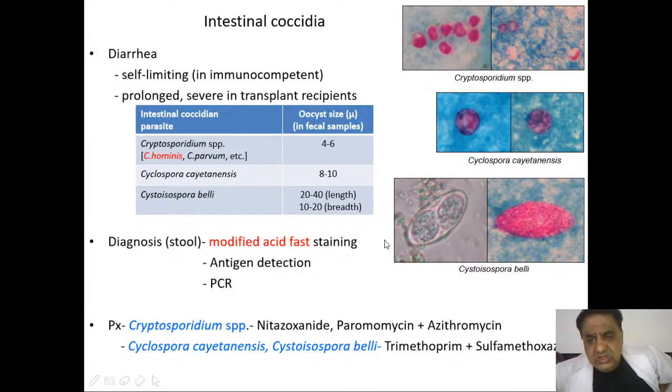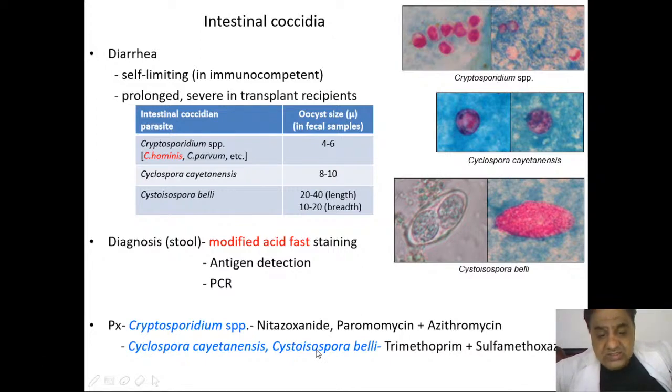Cystoisospora, which was called Isospora briefly earlier, is 20 to 30 micrometers in length by approximately 50 micrometers in breadth. The average size is given here. You can use PCR also for detection. The drug of choice for Cryptosporidium in transplant settings is nitazoxanide. If not useful, then paromomycin with azithromycin combination is used.